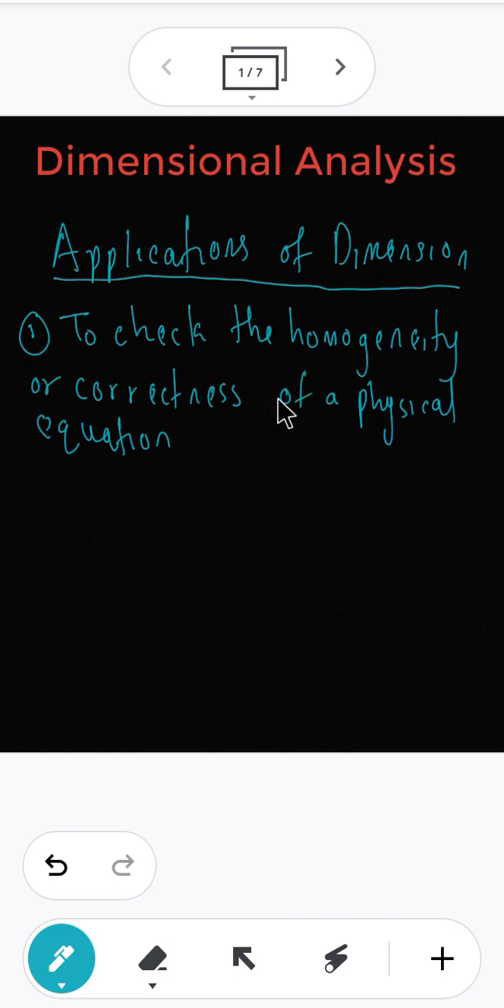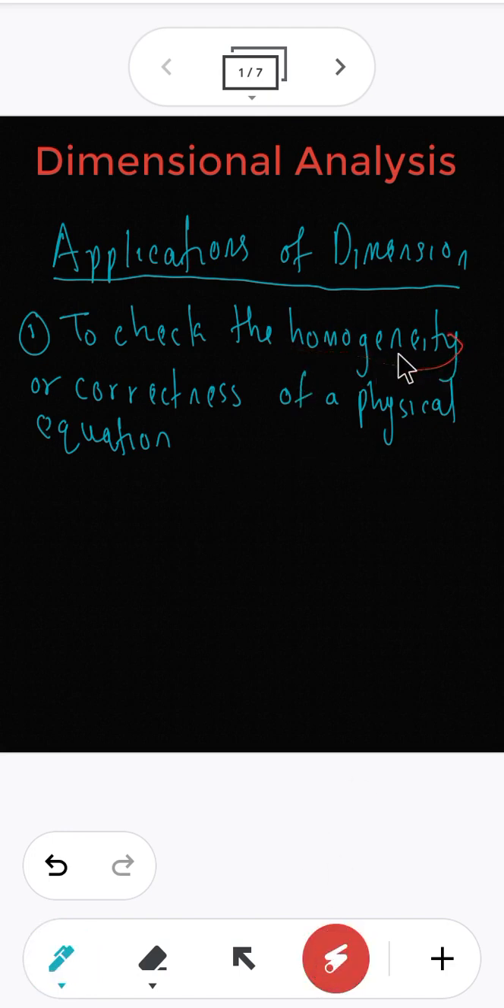When we talk about homogeneity from the English language, it simply means the quality of being of the same kind. If I have an object A and another object B, they are homogeneous if they are of the same kind. You understand? If they are the same, they are homogeneous. Correctness is a very common English word. So it's used to check the homogeneity or correctness of a physical equation.